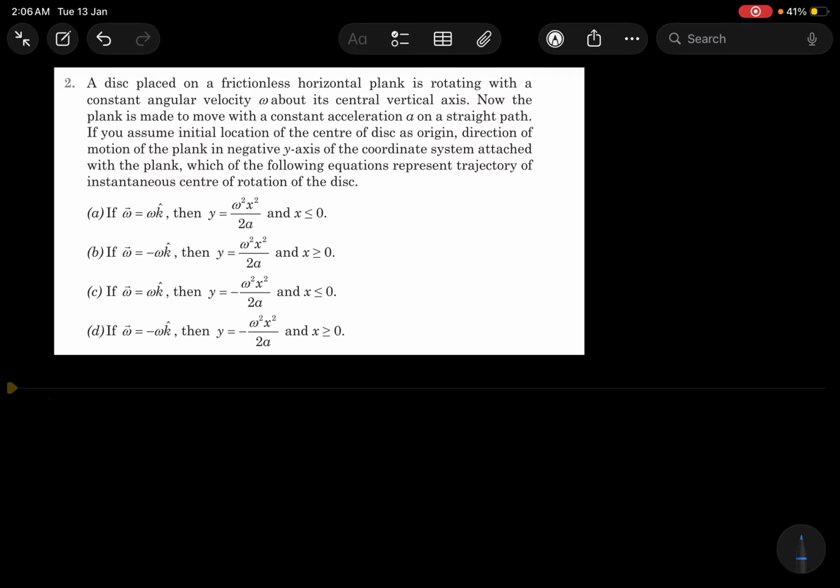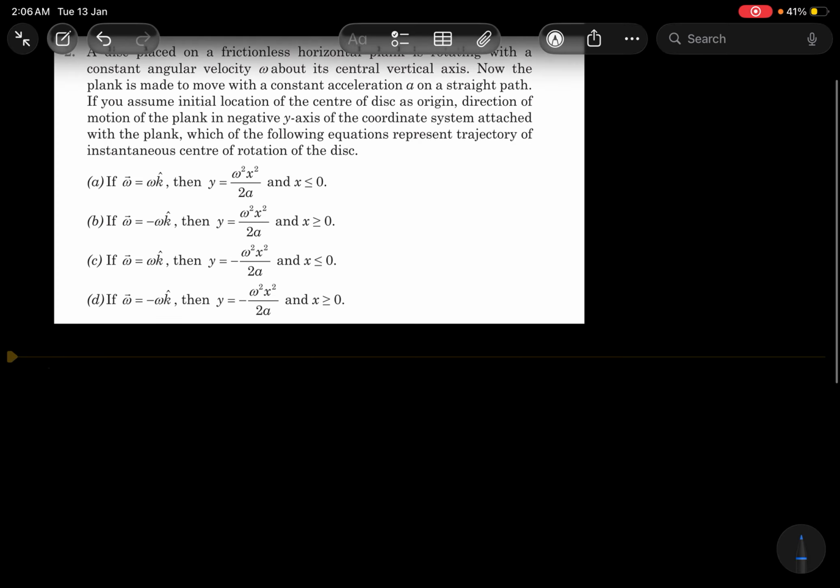Okay, so if you assume there is no friction, so the disk won't move with the plank. It will just fall off the plank, or you'll say it won't move with the plank, it will stay where it is. Okay, so if you assume initial location of the center of the disk as origin, direction of motion of the plank in negative y-axis.